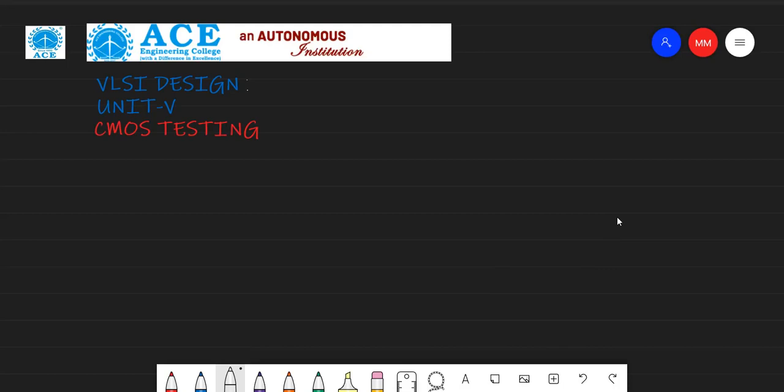Today we are going to discuss Unit 5 VLSI design, in that CMOS testing. In the last class we discussed the architectures of CPLD and FPGAs, their different blocks and their functionalities. So today we are going to discuss CMOS testing.